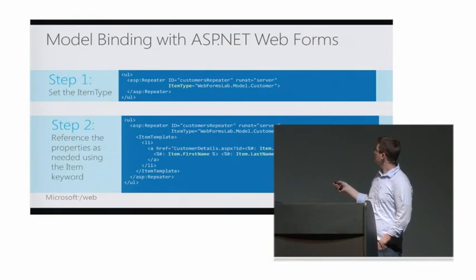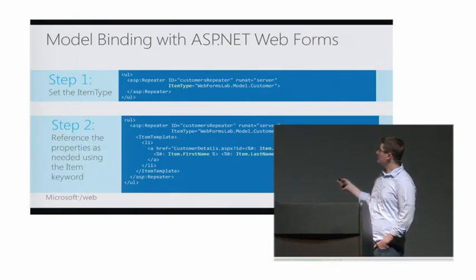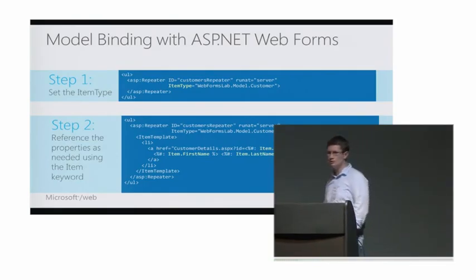Then you can actually start using it inside of your code. It's as simple as putting Item.FirstName, Item.LastName, ID. Basically, you type Item dot, and that gives you access to all the properties on your model.